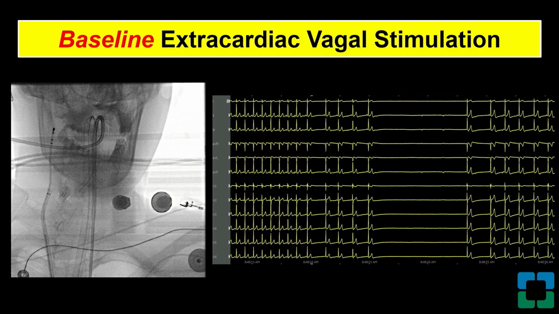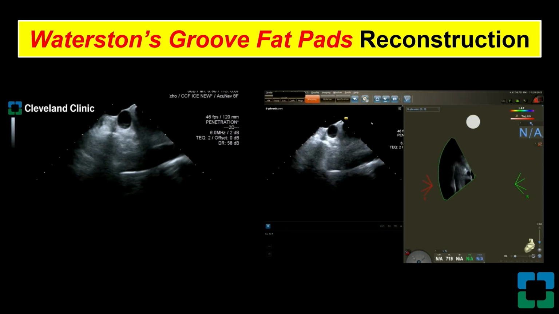We have learned this from Professor Pachon, and I think this really makes our endpoint of the procedure cleaner and more reproducible. Here we do extracardiac vagal stimulation. Usually we start from the right IJ for patients with sinus node arrest. We have to move to the left IJ with patients that have predominantly AV nodal arrest because the left carotid sinus predominantly innervates the AV node as well as the ventricle. But here you can see with extracardiac vagal stimulation, you clearly have reproduction of sinus arrest in this patient before the procedure.